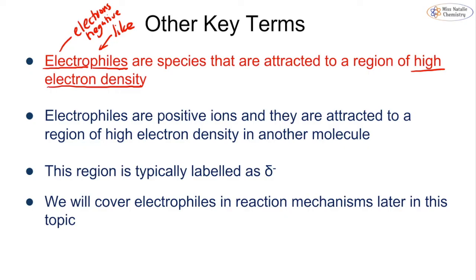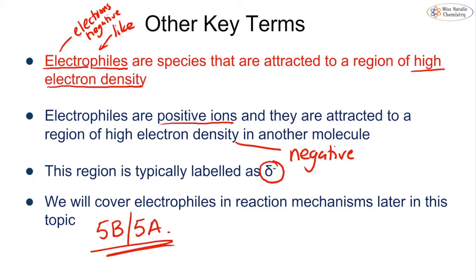So electrophiles are positive ions, and they are attracted to negative charge. And that typically is going to be when we have a dipole and we have a delta negative. So we have that difference in electronegativity pulling the electrons closer to make this slightly negative. We will cover electrophiles in reaction mechanisms in topic 5a and 5b when we're looking at alkenes.